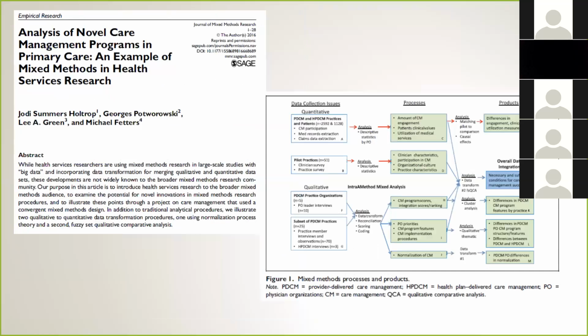And then this is an interesting paper. This is in the Journal of Mixed Methods Research, and this paper is framed as introducing health services research, which is what we do in this course primarily, introducing this methodology or this approach to research to the mixed methods audience. Here, this paper describes the methods that were used for two different analyses. One was a QCA, and one is what this last paper was, the qualitative to quantitative data transformation procedures. And it was published in Mixed Methods Research, so I guess they agree that it is a mixed method.